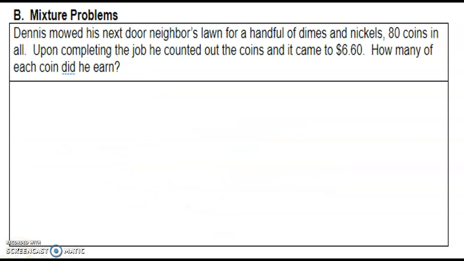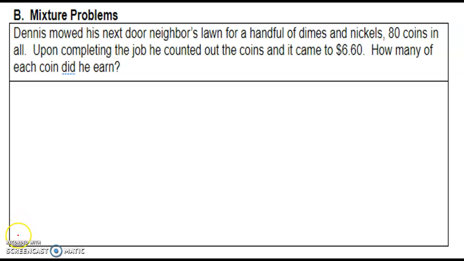Then I have Dennis, who mowed his next door neighbor's lawn for a handful of dimes and nickels, 80 coins in all. Upon completing the job, he counted out the coins and it came to $6.60. Hopefully that was not a big yard. How many of each coin did he earn?